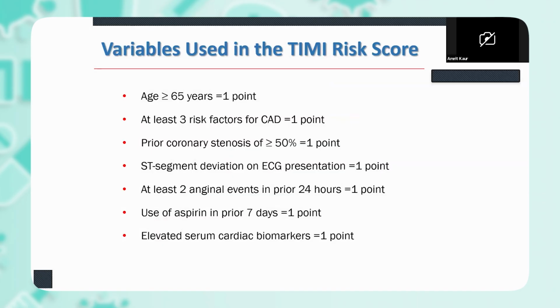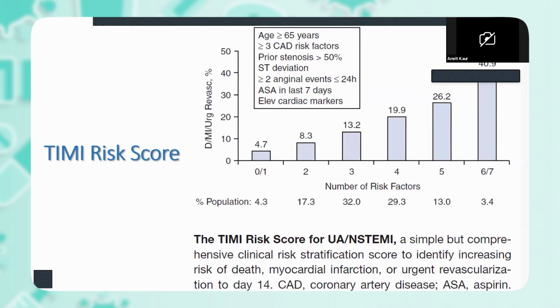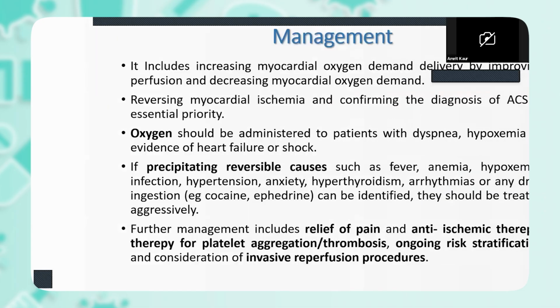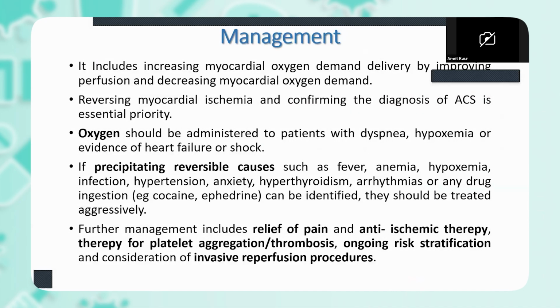Just to let you know, there are a few scoring systems that we use. We don't need to remember the points, just remember their name. We have the TIMI risk score, which is separate for NSTEMI and STEMI. Just remember the name. You have the GRACE score, you have the TIMI score, and you have the Phillips classification. These are three classification and scoring systems used for risk stratification.